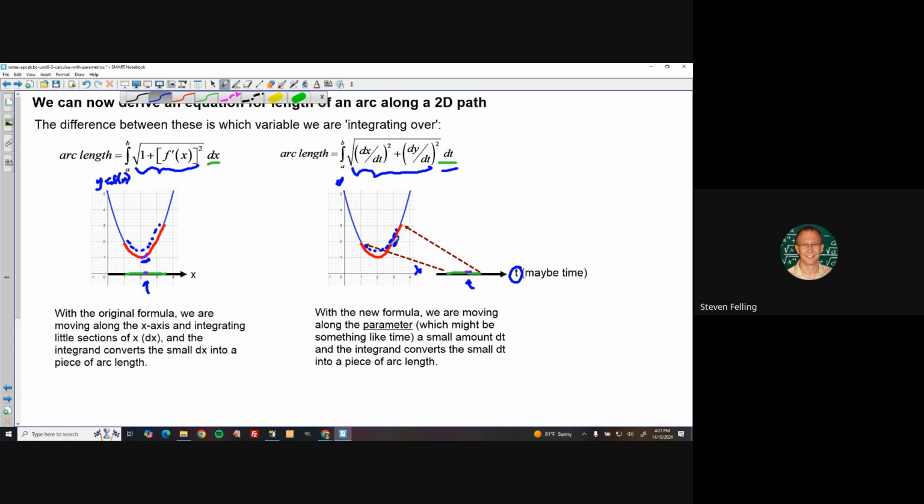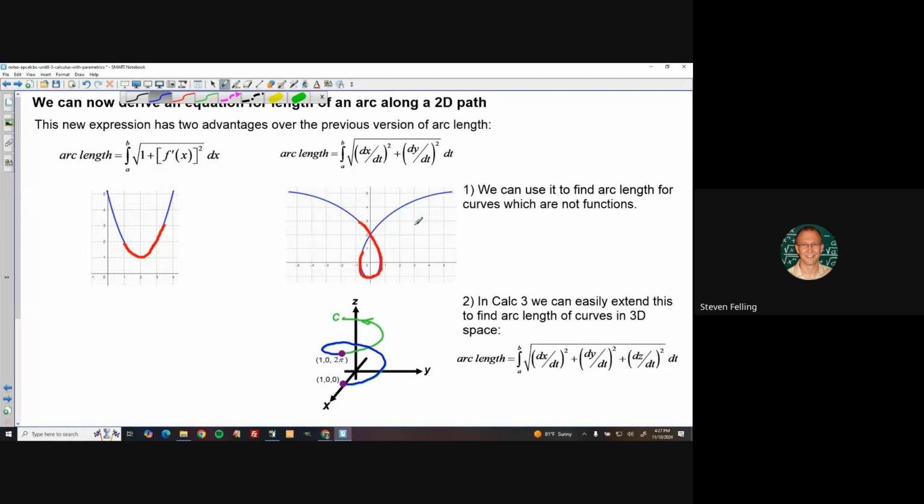Right, so why is that really good? Well, there's a couple big changes. The new expression has two advantages. The first one is the original equation for arc length can only be used with functions, right? So you cannot use that for some situation like this because this is not a function. It fails the vertical line test, right? So the new arc length equation can be used for non-functional curves.